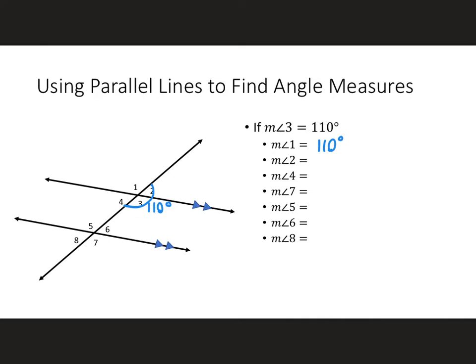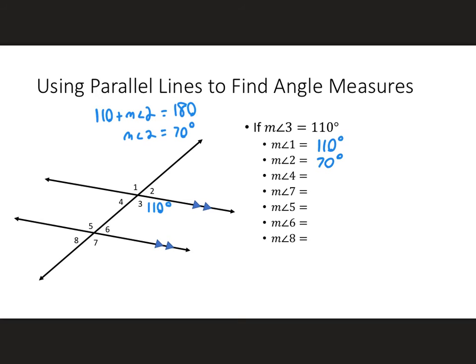So we can just do a simple equation to figure out: 110 plus the measure of angle 2 equals 180. And if we subtract 110 from both sides, we'll get the measure of angle 2 equals 70 degrees. Now, since we know that all these angle pair relationships are either going to be congruent or supplementary, all of our other angles are either going to be 110 degrees or 70 degrees.